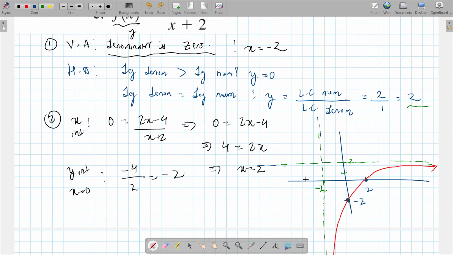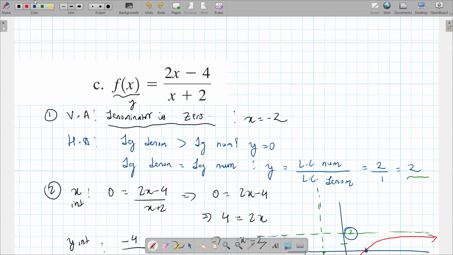I'm going to plug a value of -3, and I'm expecting a value above 2. If I get a value above 2, I know I'm here. If I get a value of less than 2, I know I'm here. Okay? So let me just plug 3 in there. So 2 times 3 minus 4 over 3 plus 2, 6 minus 4 over 5, 2 over 5, it's 0.4.